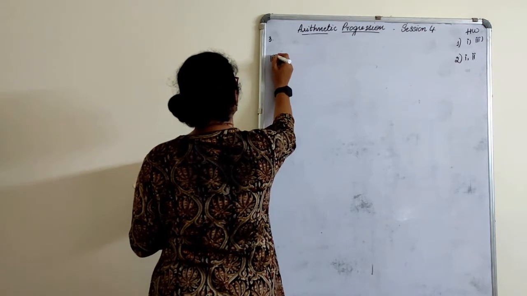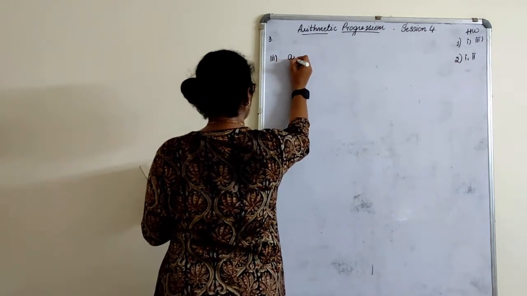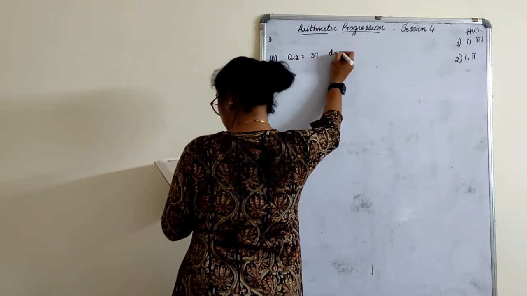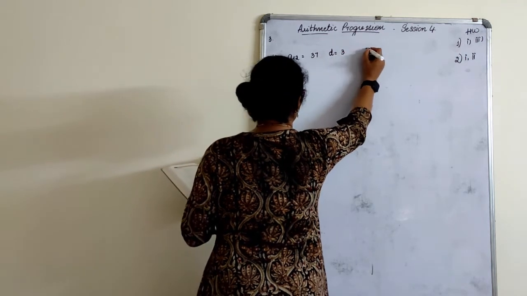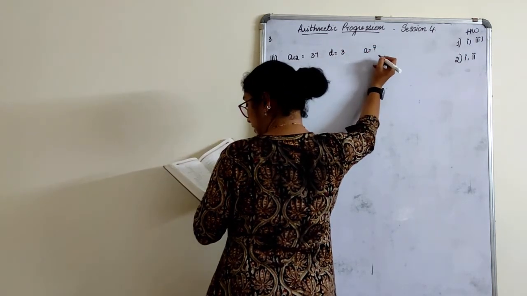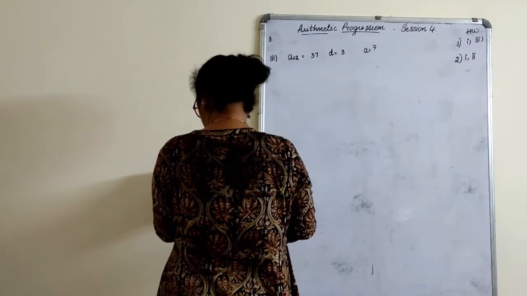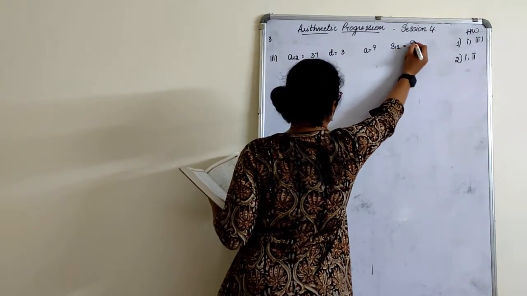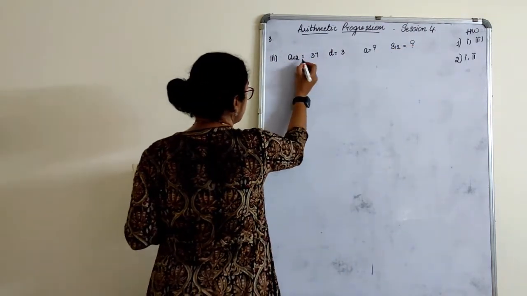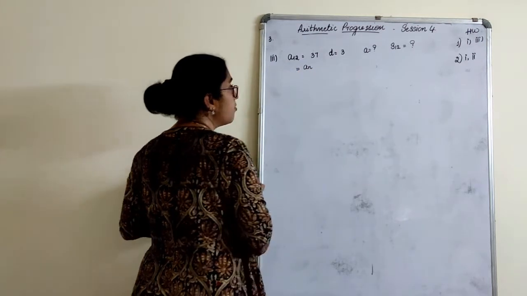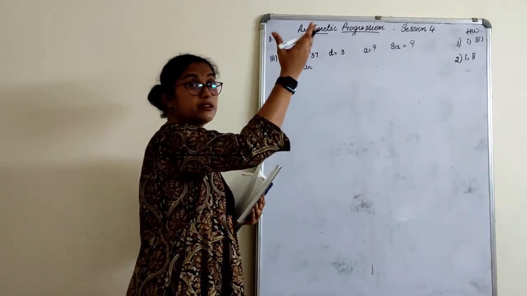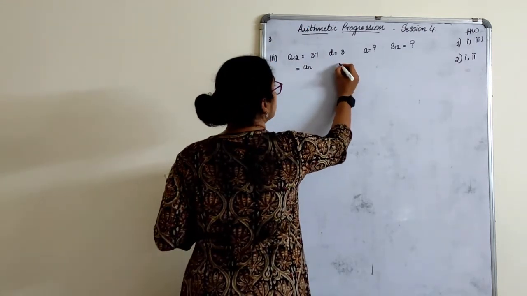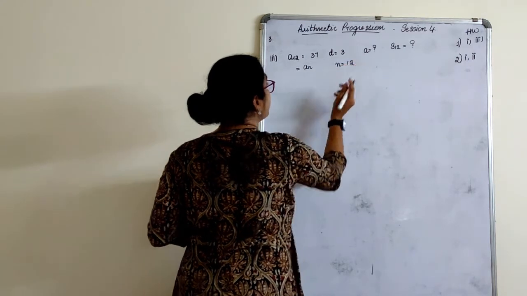Third one, given A12 is 37, D is 3, find A and find S12. With this, what did we understand? This is nothing but An. How? They have asked the sum of the first 12 terms, and we have A12 as 37. So that is the last term, we understood. Then what is n? n is 12.